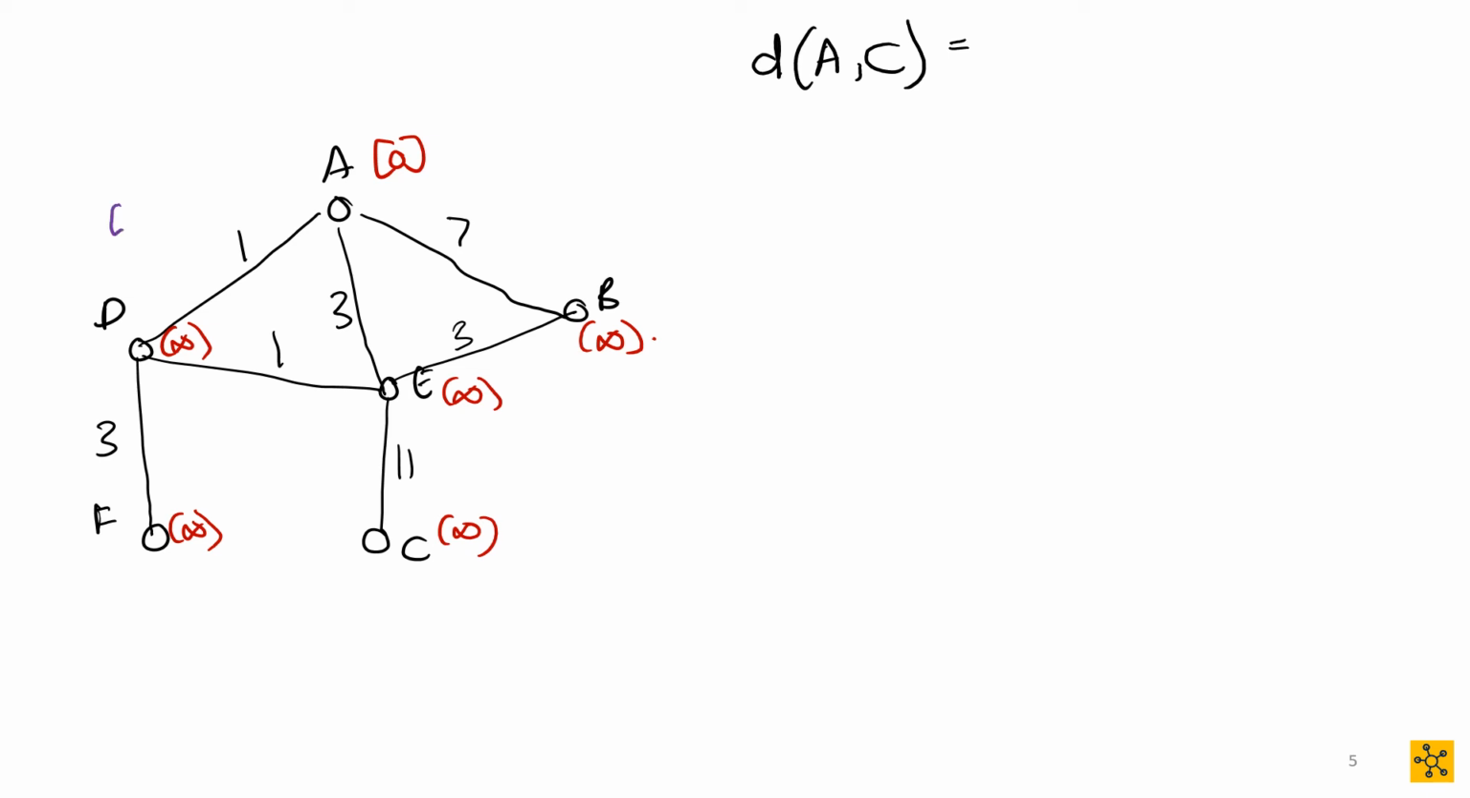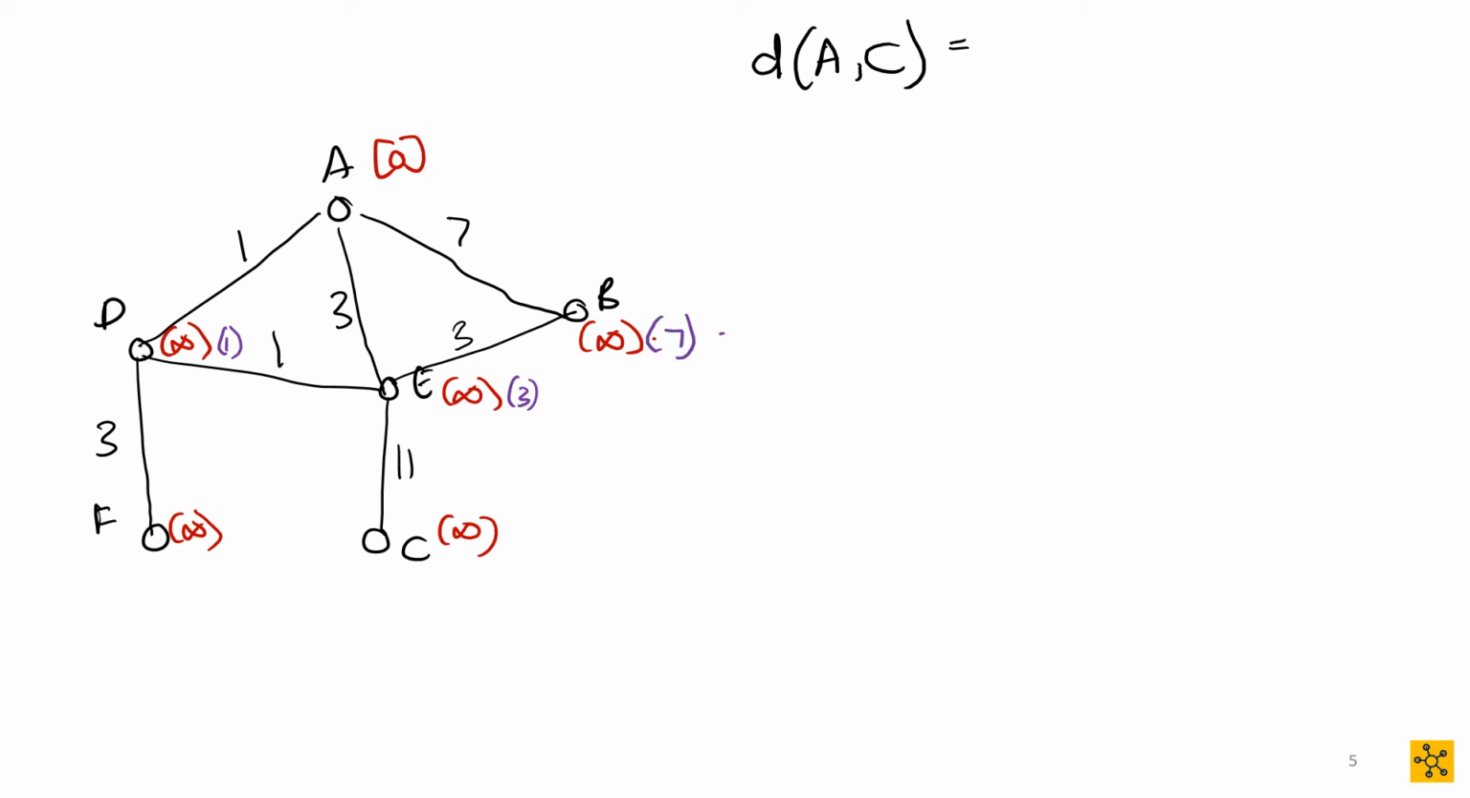Then we update all the adjacent vertices. So we have 0 plus 1 is equal to 1. So this is 1. We look at E. That one is going to be 3, 0 plus 3. So I'm no longer going to draw the addition there. I'm just going to say it out loud. So then we have the potential of A is 0 plus 7 gives us 7. 7 is less than infinity. So B gets updated to 7.